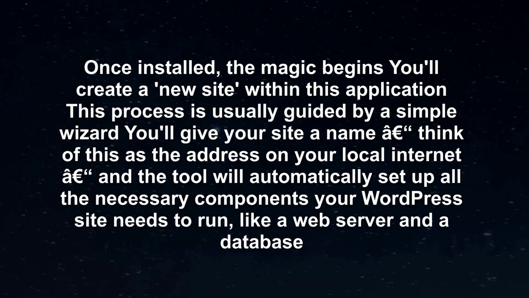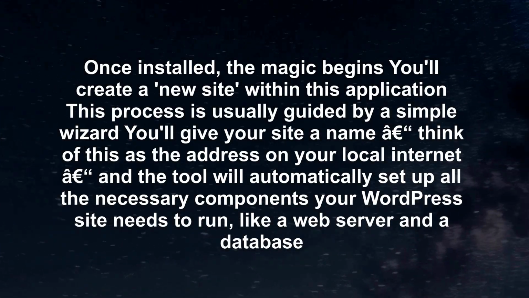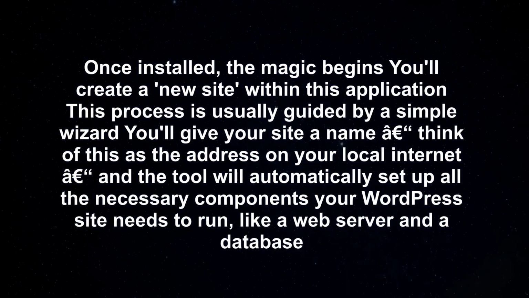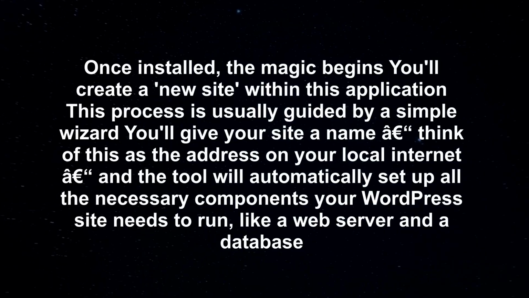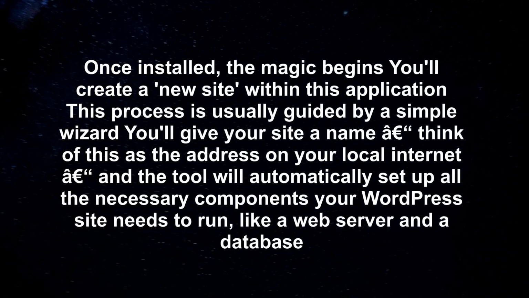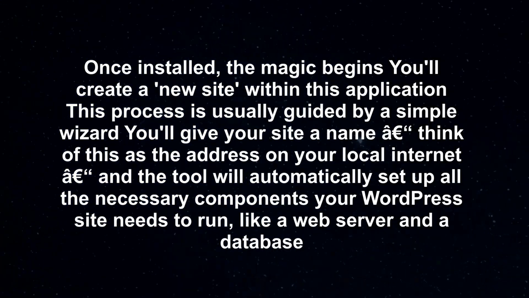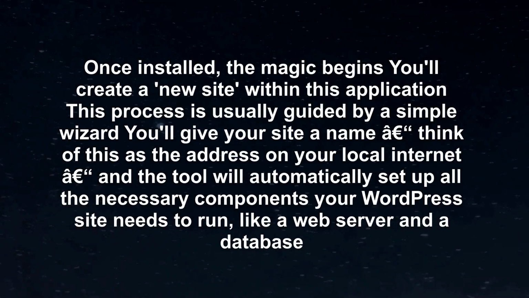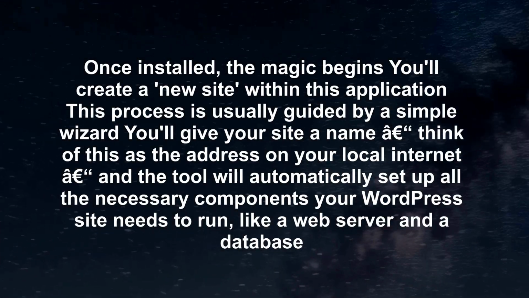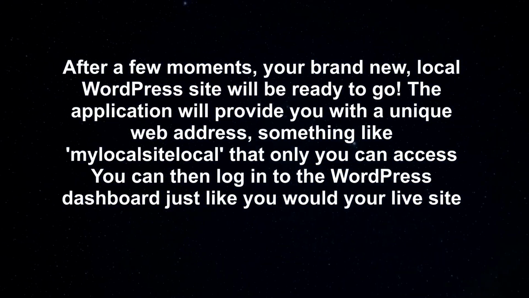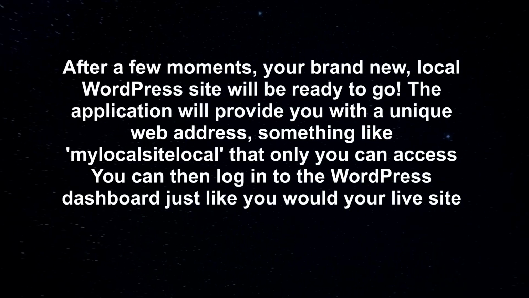You'll create a new site within this application. This process is usually guided by a simple wizard. You'll give your site a name. Think of this as the address on your local internet. And the tool will automatically set up all the necessary components your WordPress site needs to run, like a web server and a database. After a few moments, your brand new local WordPress site will be ready to go.